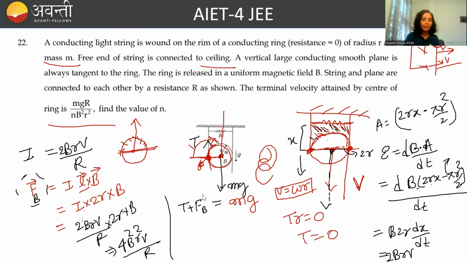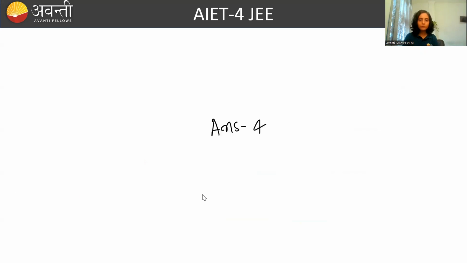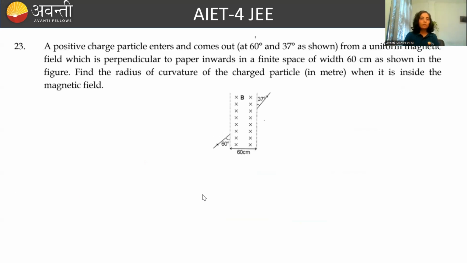So here T is zero. Now for FB, what will you write? 4B square R square V by R equals mg. So V equals mgr divided by 4B square R square. So the value of n will be 4. Done. So the correct answer will be 4. Over.